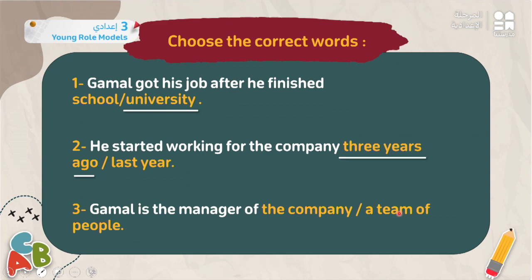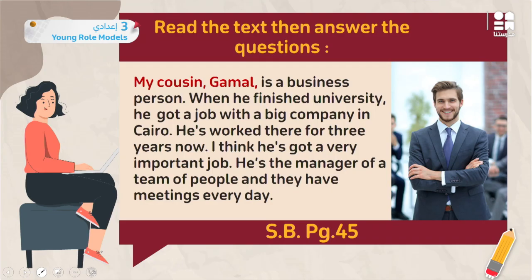Jamal is the manager of company or a team of people. This is confusing. ممكن تلخبط. هو مدير. هل هو مدير الشركة كلها ولا هو مدير مجموعة من الناس أو team من الناس؟ He's the manager of a team of people. He's not the manager of the whole company. هو مش مدير الشركة كلها. He's just the manager of a group of people or a team of people.